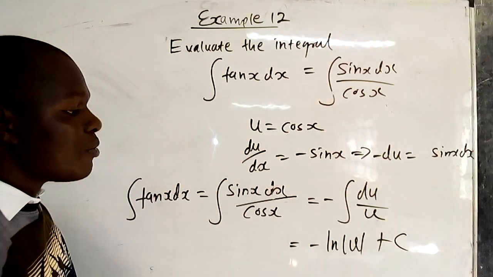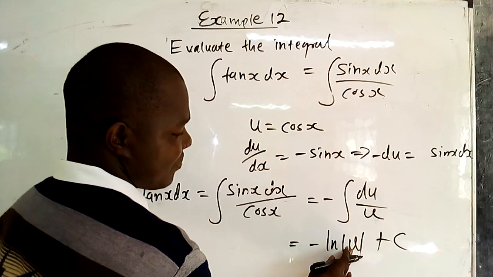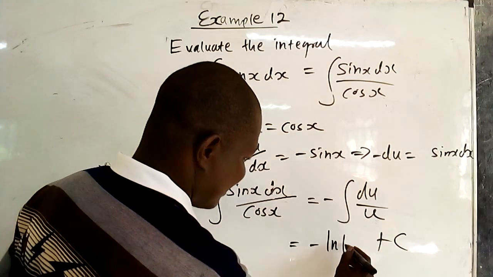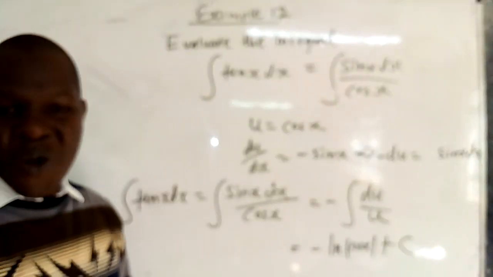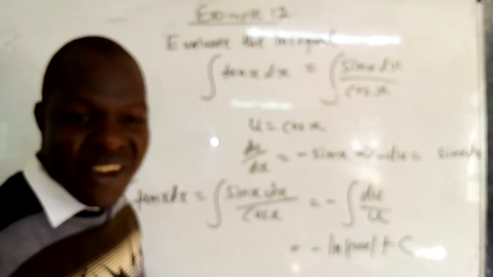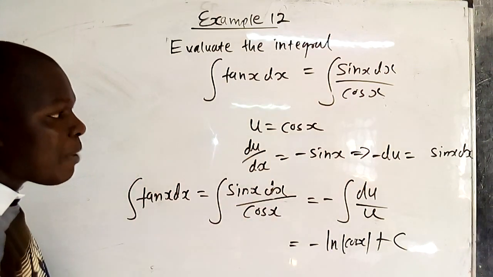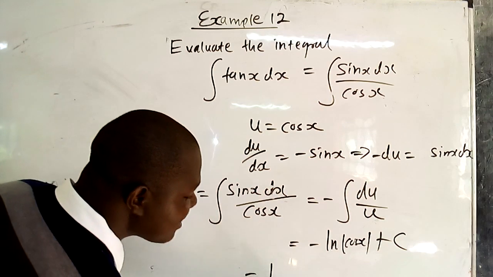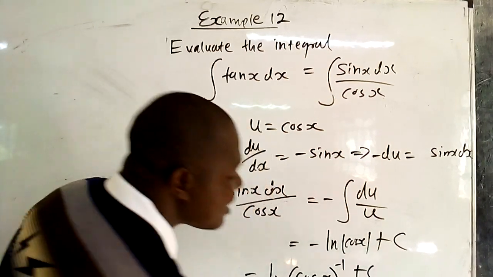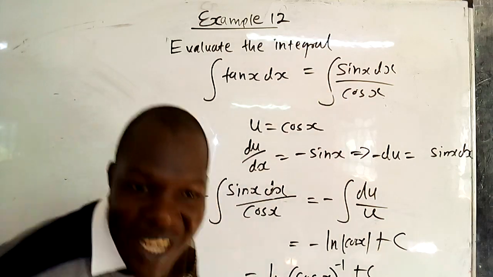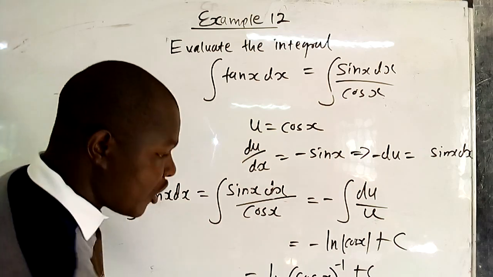So what is u? What is u? It is cos x. So our answer is negative ln of cos x plus c. What is that? Negative means what in logarithms? Power, isn't it? Negative means power. So it means this is the same as ln of cos x raised to -1 plus c. Negative means it is in the denominator. Are you seeing that? Negative means it is in the denominator.